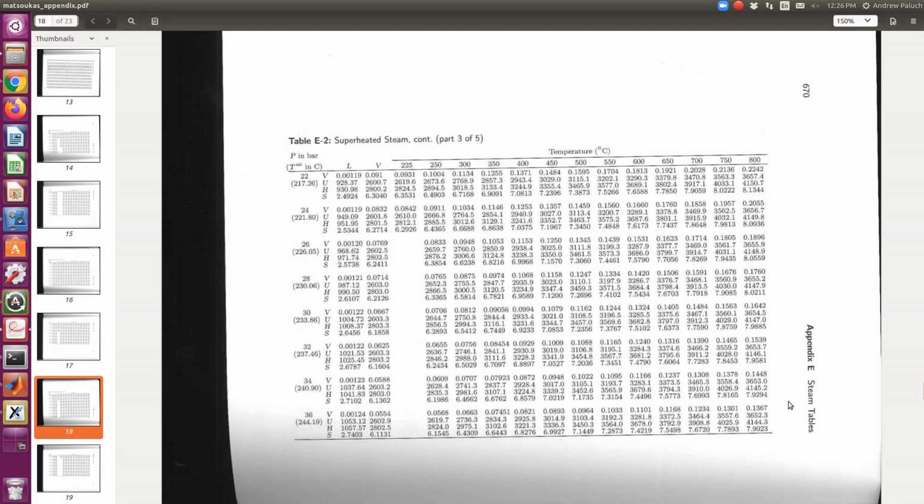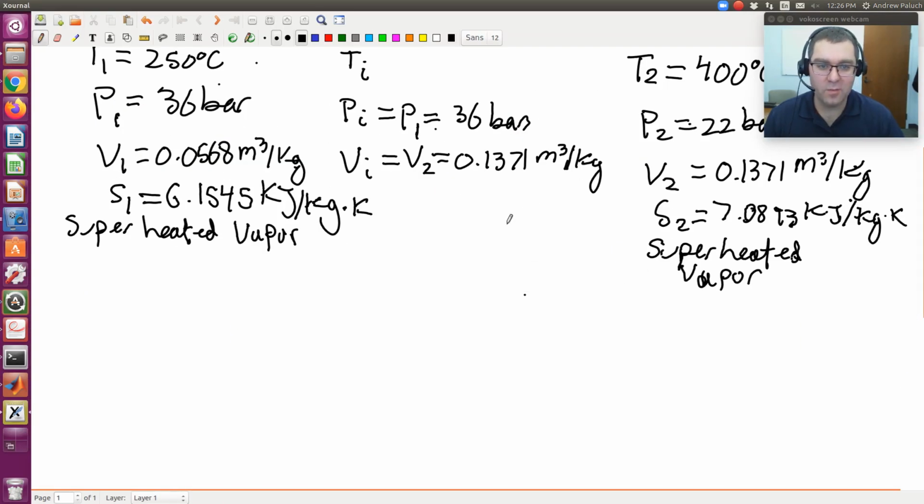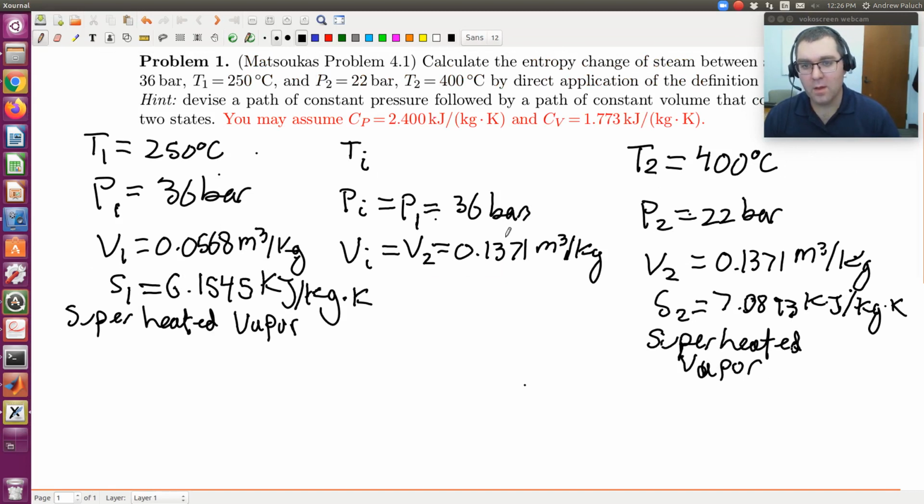You could extrapolate, but again, we should be really close to this value at 800, since that's 0.1367 and here it's 0.1371. So I'm just going to say that Ti is approximately equal to 800 degrees C.